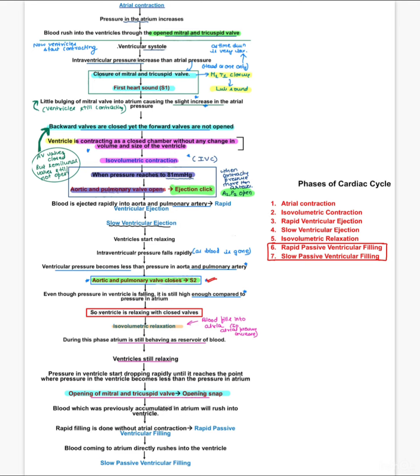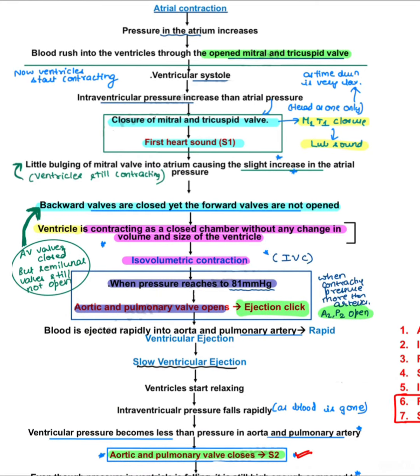When you talk about the phases of the cardiac cycle, first we'll see this cardiac cycle, then we'll come to the phases. First of all, the atria is contracting, try to visualize. When the atria contracts, the pressure in the atrium increases. So blood will go from the atria into the ventricles. How? First the valve will open.